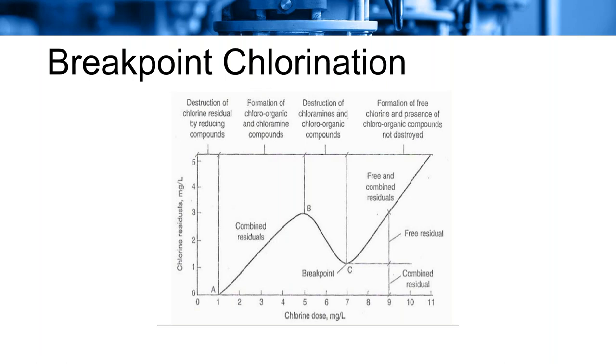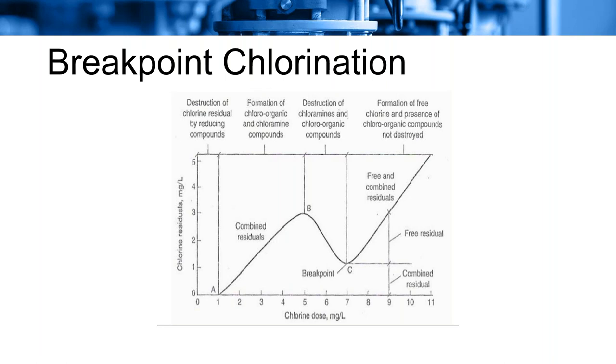Then at a certain point where all those reducing compounds are used up for our dosage, we start to form our chloro-organic or chloramine compounds. Those are our monochloramines, our dichloramines, and trichloramines. And so all the oxidizable materials are used up. Our combined residual will increase at this point, and that is mostly just the formation of the chloramines and then some organic compounds.